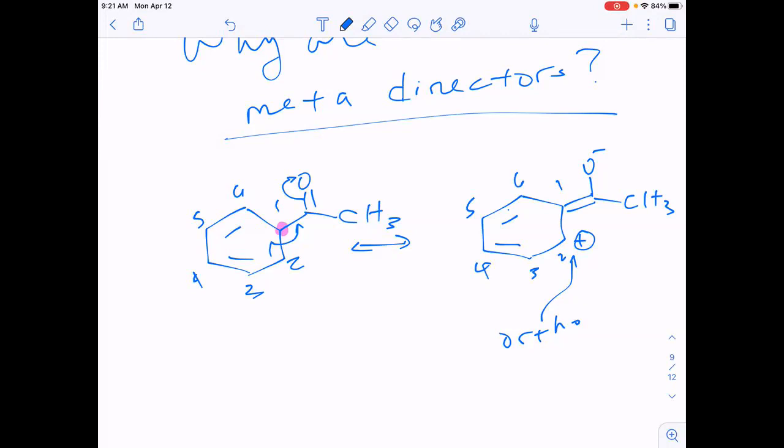All right, so the ortho is actually deactivated. And you can see that, right? If you're adding an electrophile, you need electrons. You can't add an electrophile to a carbon with a positive charge. You need some electrons there. But you just took the electrons away from the ortho position, right? Through resonance. So when you put an acceptor on the ring, it deactivates the ortho position, right? And then we draw the next resonance form, which will be here.